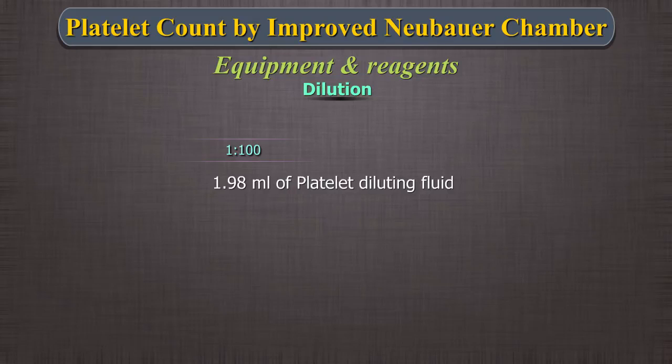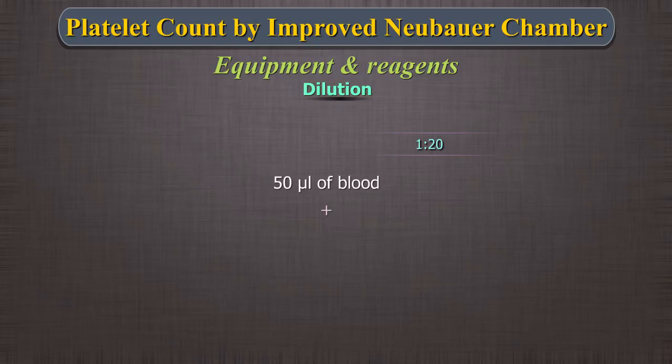1:100. Take 1.98 ml of platelet diluting fluid in a tube. Then aspirate 20 microliters of blood in a pipette and mix it with the diluent. This results in 1:100 dilution. For a 1:20 dilution, take 50 microliters of blood and mix with 950 microliters of diluent solution. This results in 1:20 dilution. Wait for 10 to 20 minutes before charging the hemocytometer.